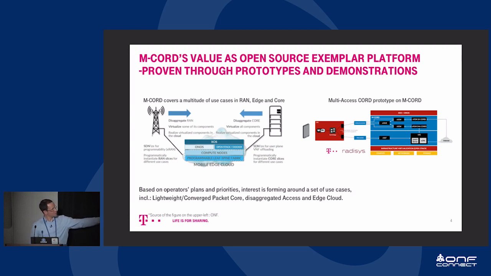So 3 areas as said, and those areas are right now being looked at, being discussed, and there's interest forming around this, in a general way of saying where there's the opportunity for converged packet core, disaggregated access, and edge cloud. So just to give a bit more color to what is already available, and so also using this as the headway into how quickly can we innovate using MCORD as a platform.